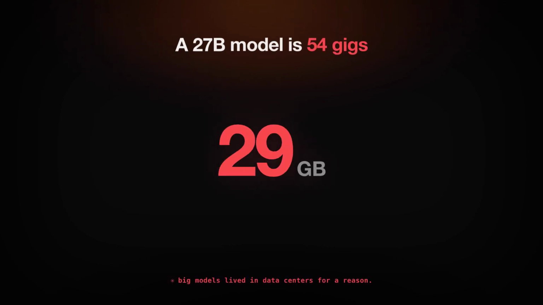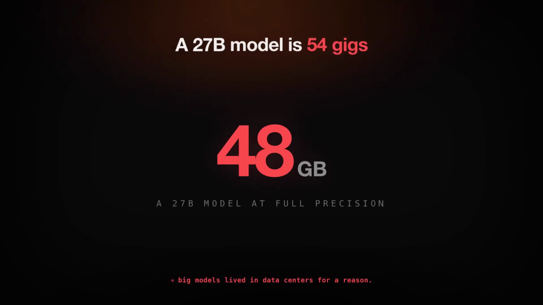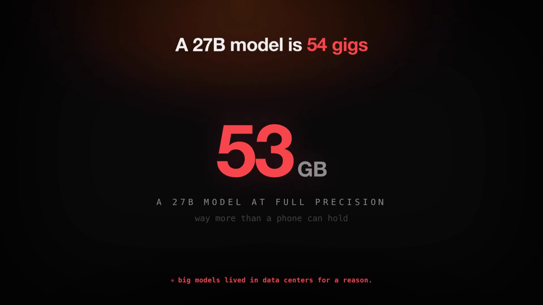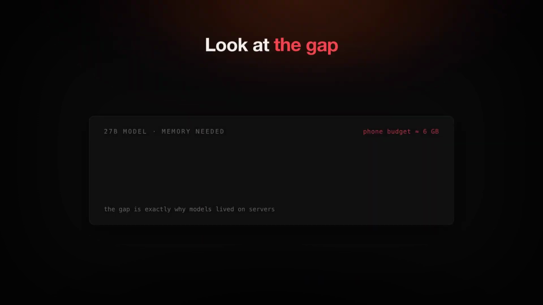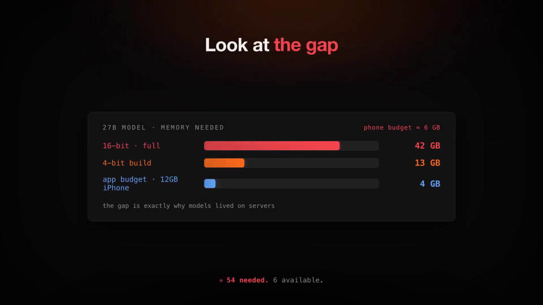Here's why that's wild. A 27 billion parameter model, in normal 16-bit precision, weighs about 54 gigabytes. Even a good 4-bit build is 18. Your phone hands a single app, maybe 6. The math simply doesn't fit. Look at the gap. 54 gigabytes at full precision, 18 at 4-bit. And the memory your phone actually gives a single app on a 12-gig iPhone is around 6. For years, that gap is why the big models lived in data centers.